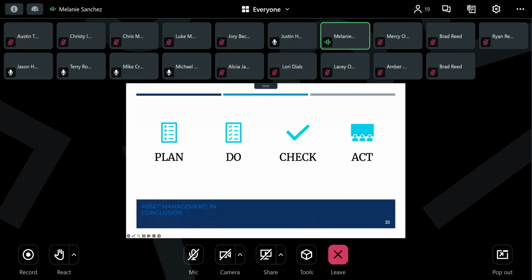Checking. So we want to make sure that you're constantly evaluating your progress and any regulations that are changing, and you want to change those factors and create new best practices as they arise and update asset management plans. And then act is the final piece. So we want to take action based on our review results. Is the plan working? Is there anything else that needs to be done?